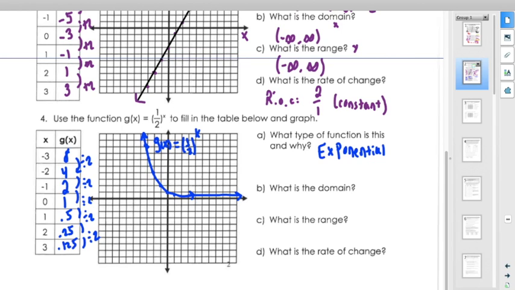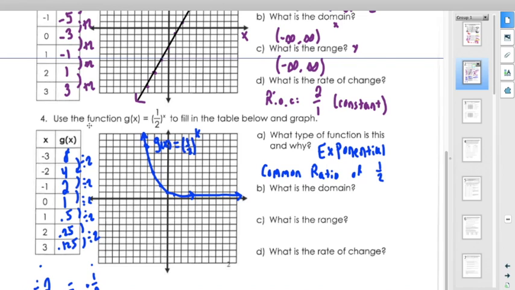So, if I'm dividing by 2, that's the same thing as multiplying by 1/2, right? 8 times 1/2 would give me 4. 8 divided by 2 would give me 4. This is the same exact thing. These two are equal. So, instead of having a common difference now, I'm having a common ratio of 1/2. Okay?